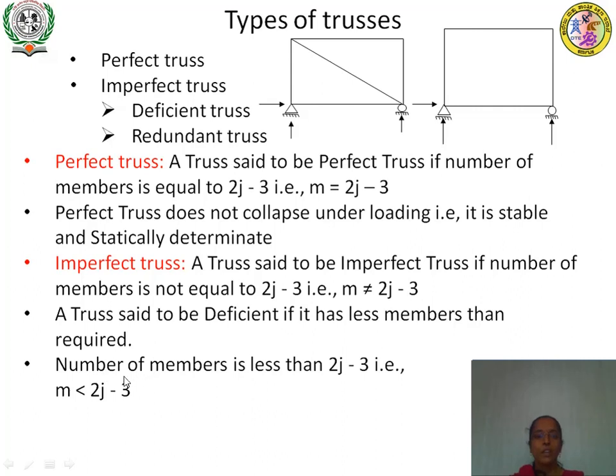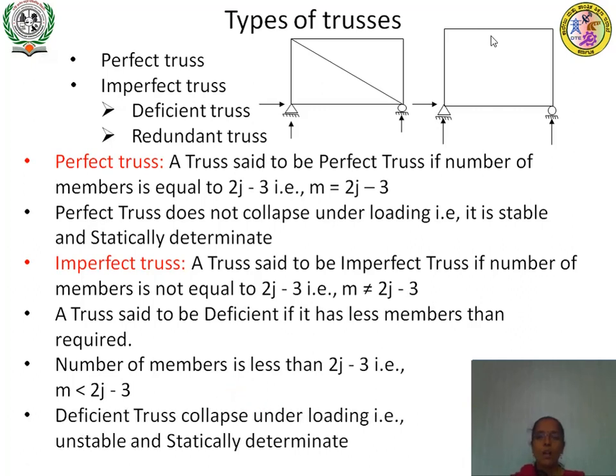Here we can see the number of members is less than 2j minus 3. The number of members provided is 4 and the requirement is 5. Hence, m is less than 2j minus 3. So this is unstable, as the members provided are less than the requirement. It is unstable, but we can determine the member forces, so it is statically determinate. As it is unstable, it will collapse under the loading. That is the meaning.